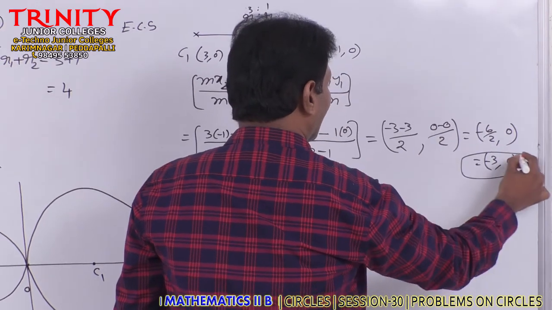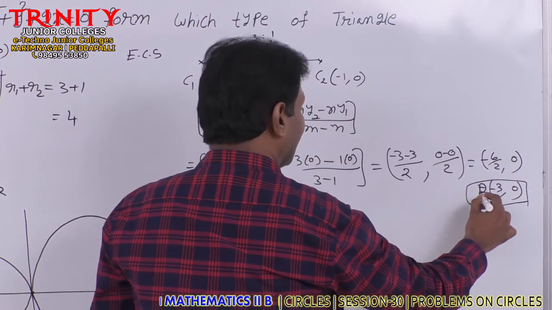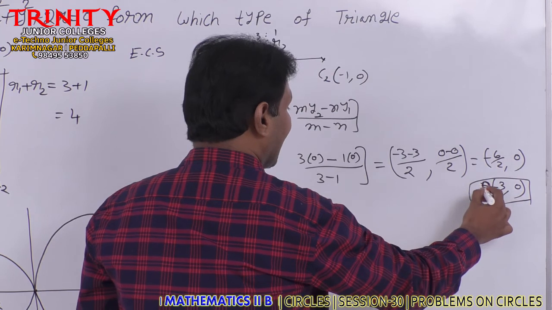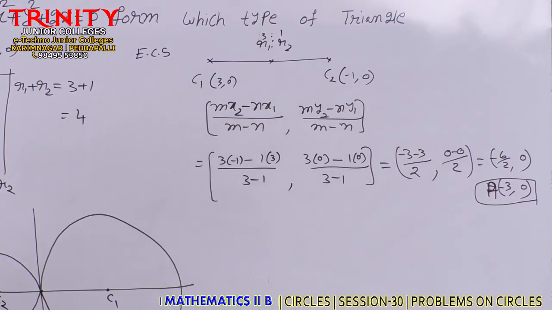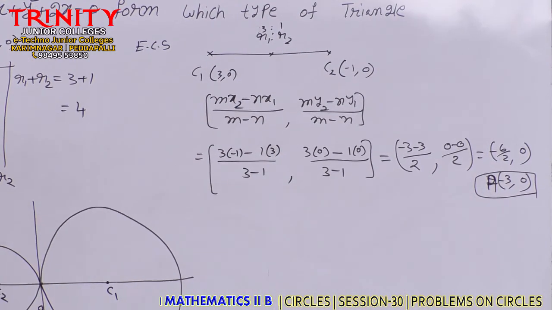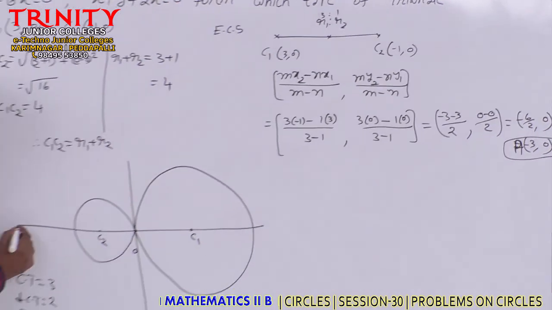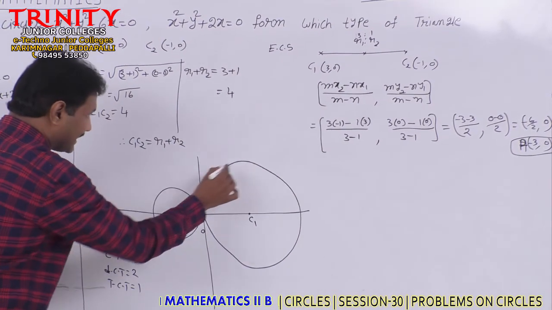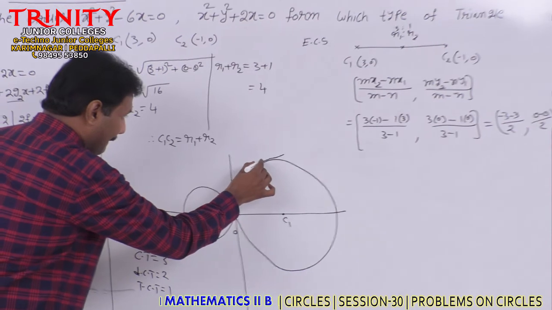The external center of similitude may be named as A. The point A is minus 3 comma 0. Minus 3 comma 0 lies this side. Therefore the circles touch each other externally.